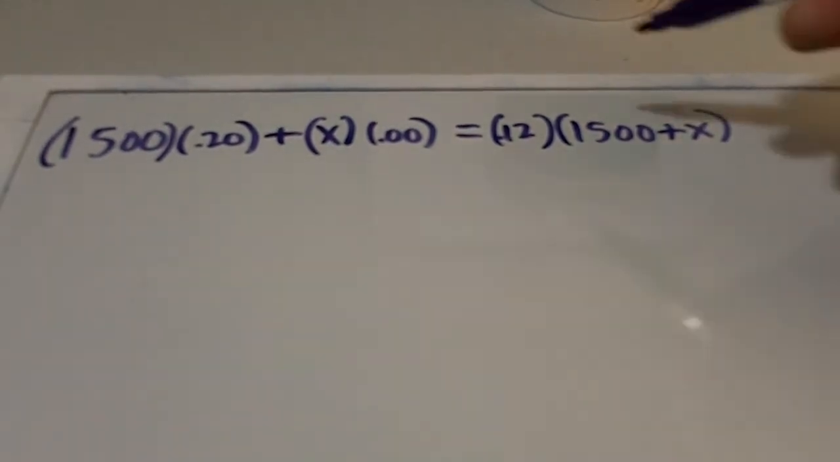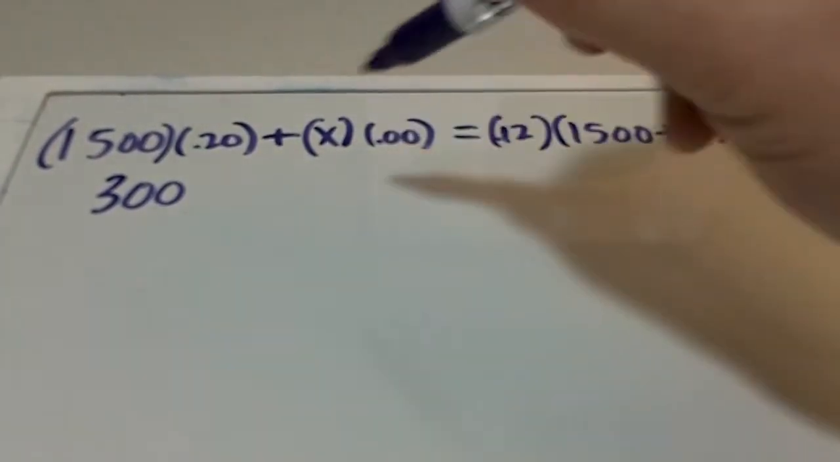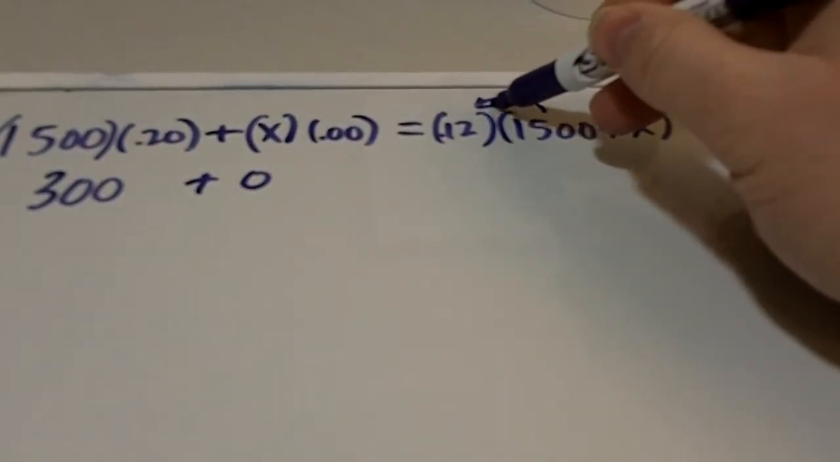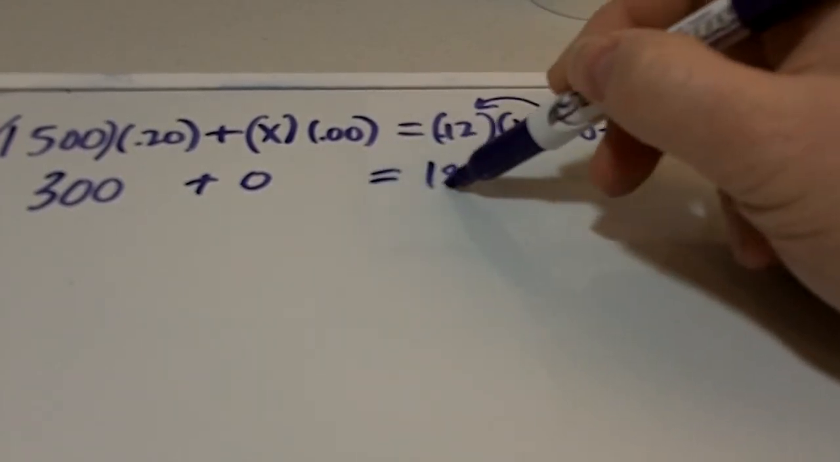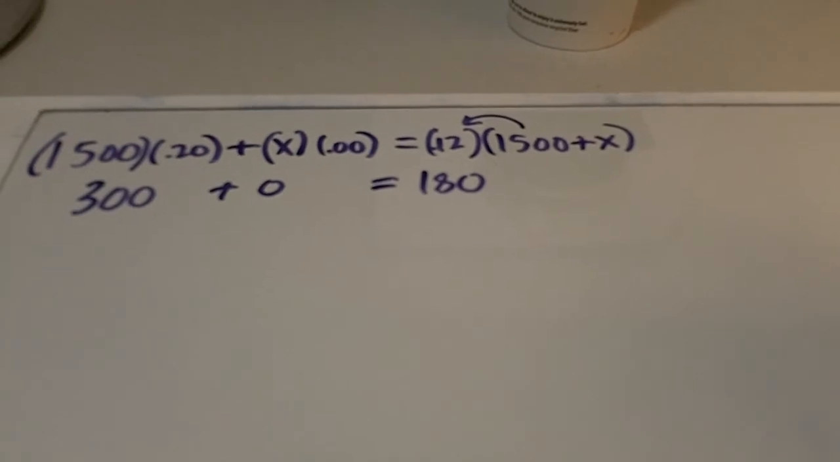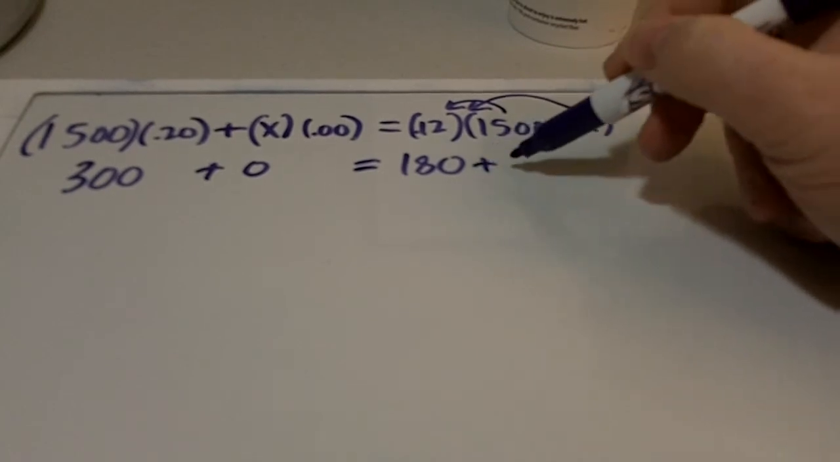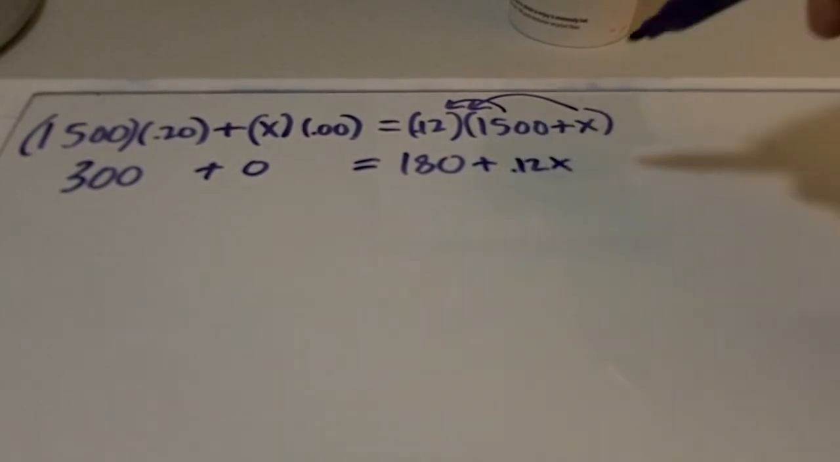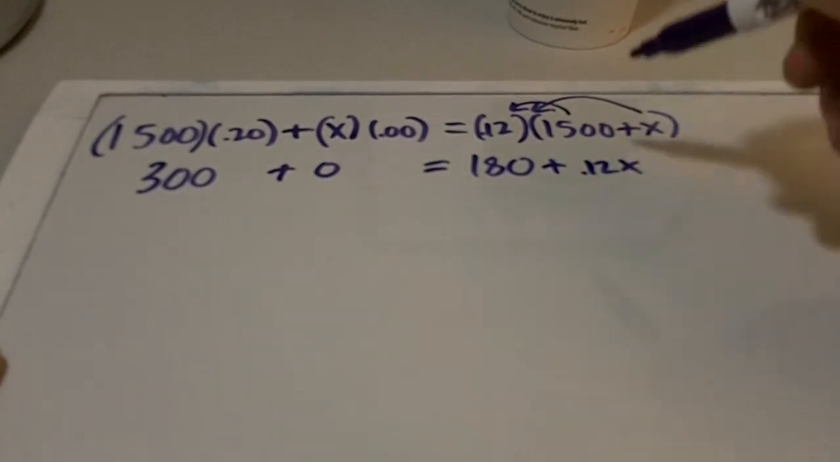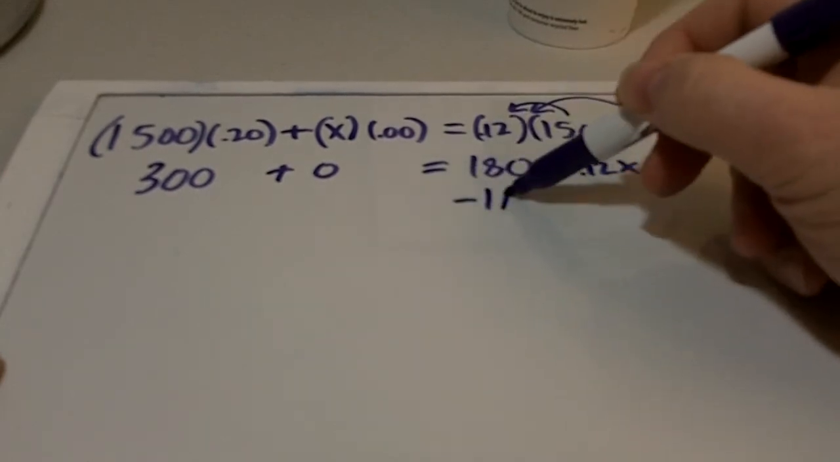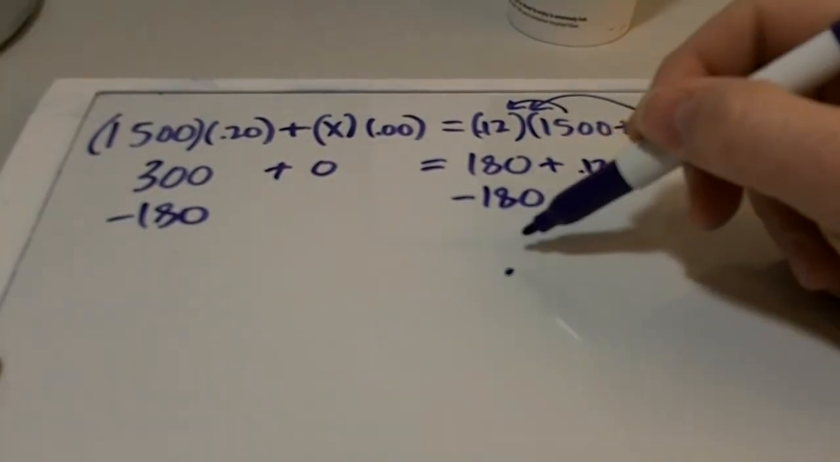So doing the math, 1500 times 0.20 is 300. X times 0.00 equals 0. Then going this way, 1500 times 0.12 equals 180, and x times 0.12 equals 0.12x. What we want to do is isolate this x. So the first step is to subtract 180 from both sides, and that gets us down to our 0.12x.